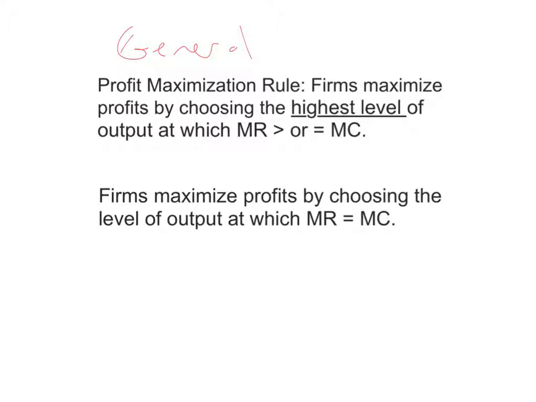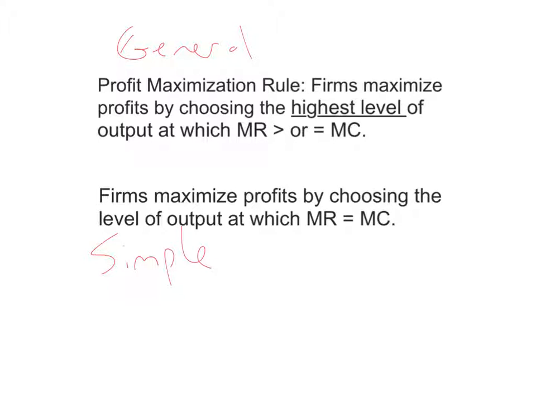If you have ever taken an undergraduate principles of economics course, you may have heard a more simplified version of the profit maximization rule. I'll call it the simple form of the profit maximization rule, that firms maximize profits by choosing the level of output where marginal revenue is equal to marginal cost. Now, this simplified version is much easier to remember. However, it sometimes leads to confusion. It sometimes leads to problems.